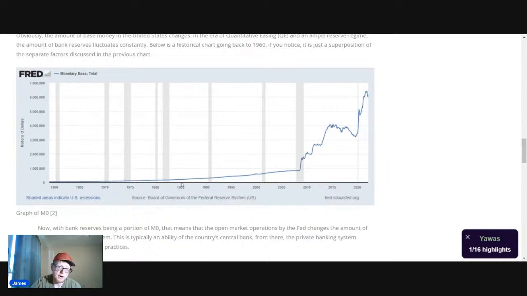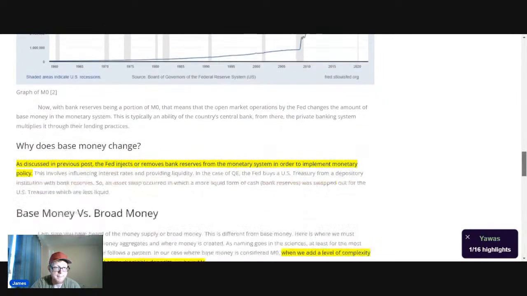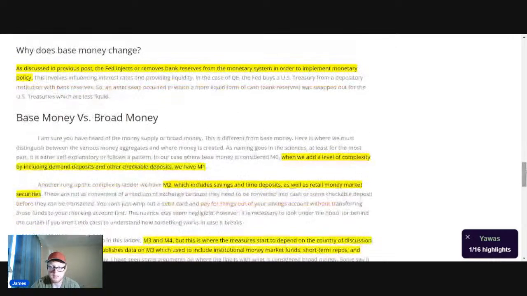And here's just a graph of the monetary base in general. If you notice, this is a superposition of the two, so it's a little bit more stretched out and sloping. You can tell also by the scaling how it's much larger. But yeah, so again, it's mostly the bank reserves part.